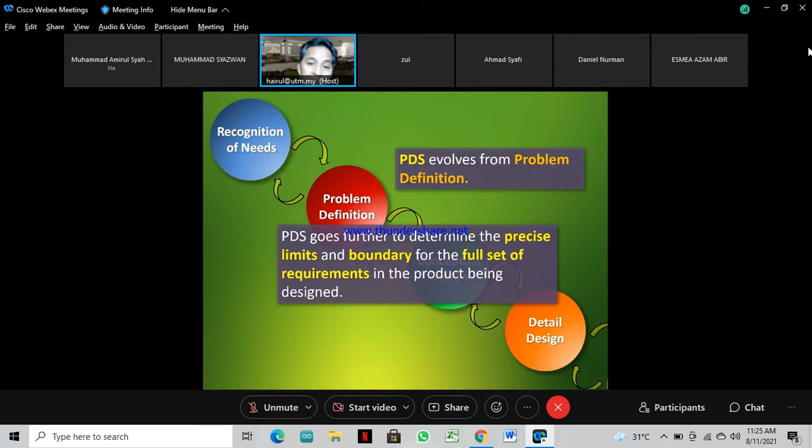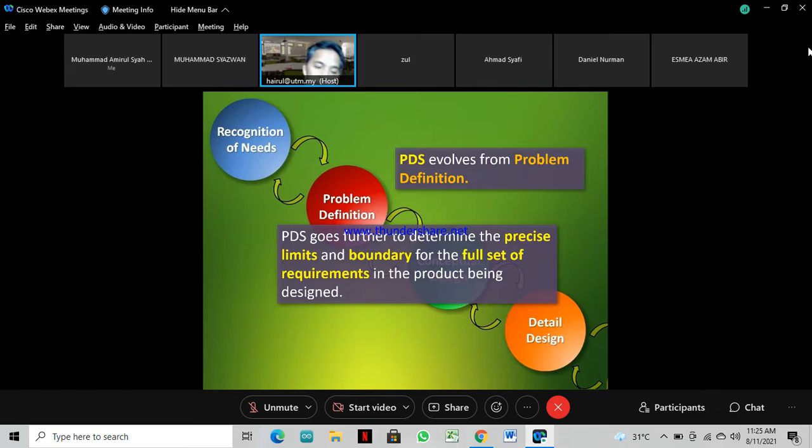If you don't have a PDS, then when you generate concepts in conceptual design, which is the most fun stage, the peak stage of your design process, you generate ideas and sketch ideas. But the PDS is the foundation. When you have the PDS, it gives you a precise limit. This is good. If you don't have a PDS, you are misguided. Understand? Your concept generation is misguided. If you have a PDS, it is guided. It gives you a precise limit.